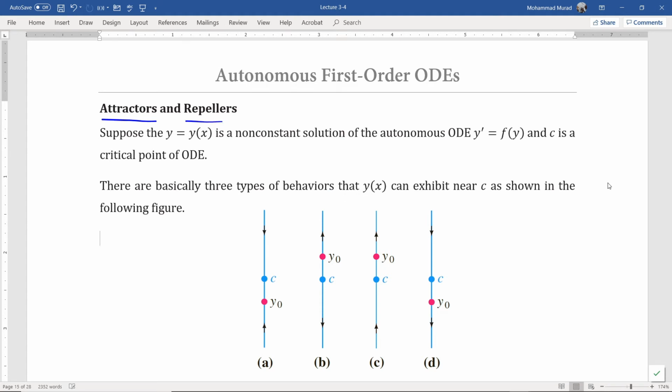Attractors and repellers. Suppose the function y equals y of x is a non-constant solution of the autonomous ordinary differential equation y prime equals f of y, and c is a critical point of the ordinary differential equation. There are basically three types of behaviors that y of x, the solution, can exhibit near the critical point c, as shown in the following figure.